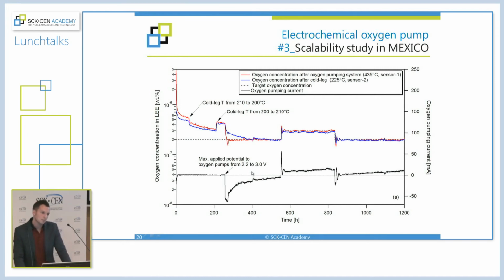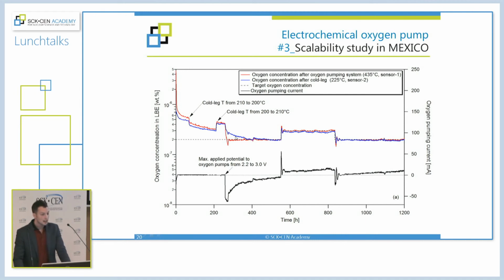When we move from 2.2 volt to 3 volt, we are passing the equilibrium line, that is, the decomposition of our material. When I speak about the decomposition of the material, I'm speaking about the zirconium oxide that is in our material. When we decompose it, we free some zirconium that gets into our LBE. And when it gets in contact with our LBE, it oxidizes with the oxygen that is around in our system. And this is able to reduce the oxygen concentration in the loop.